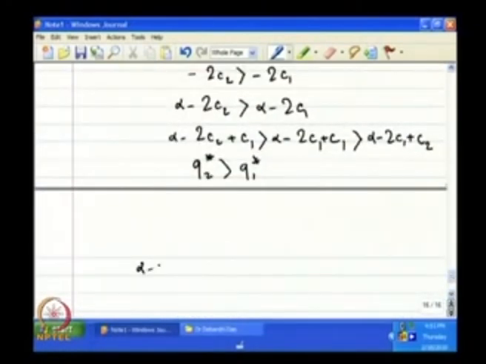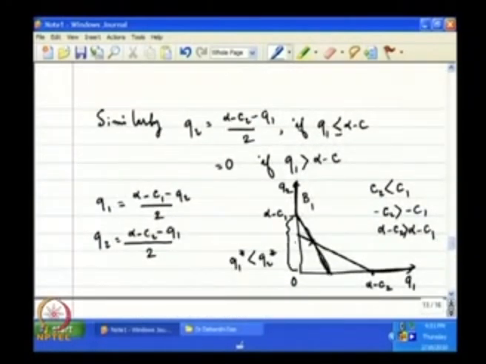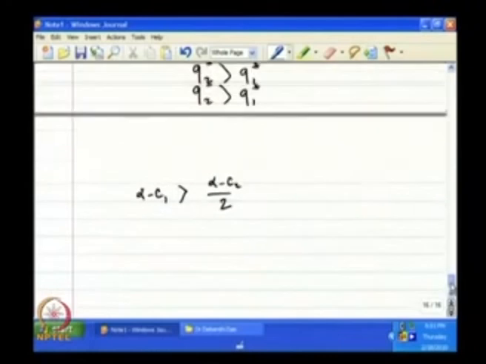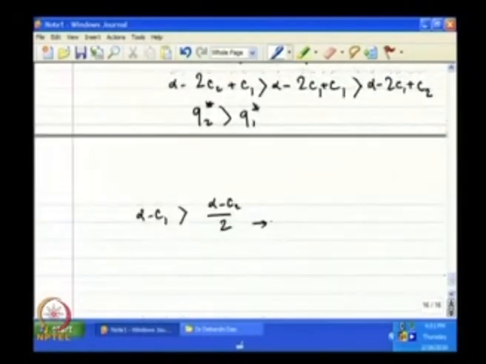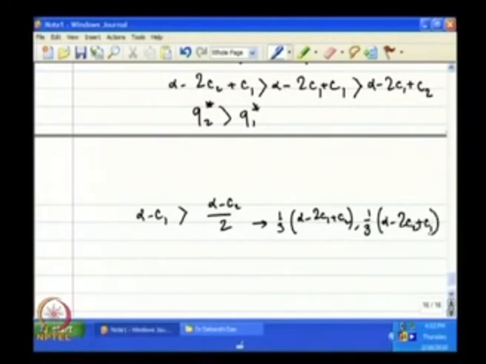This situation of intersection will occur under a particular condition, and that condition is that alpha minus C1 is greater than alpha minus C2 divided by 2. That is, this part is higher than this part. The bigger part is alpha minus C1, and the smaller part is alpha minus C2 divided by 2. Only if this is true are we going to have this Nash equilibrium of one third of the expressions, only then.